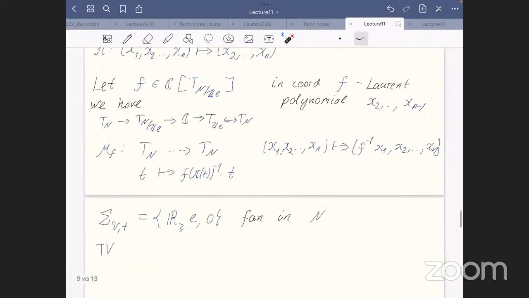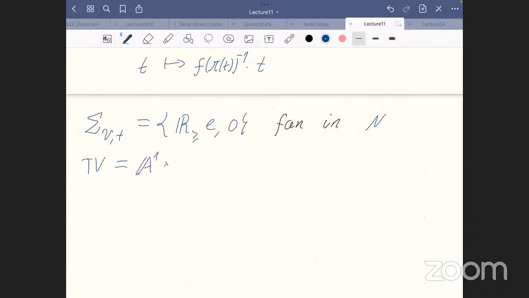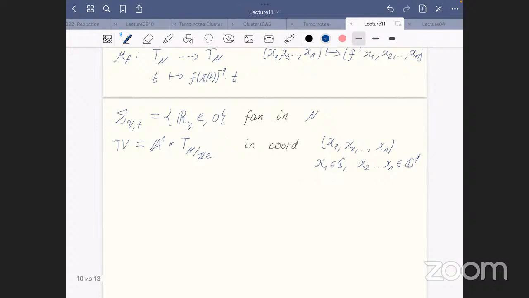Anyway, the corresponding toric variety is just A1 times the torus T_n over G. So in coordinates, this is the set of points x1, x2, ..., xn, such that x1 belongs to the field, but all other coordinates are nonzero. By D plus I denote the divisor in this variety which consists of points where x1 is equal to 0.